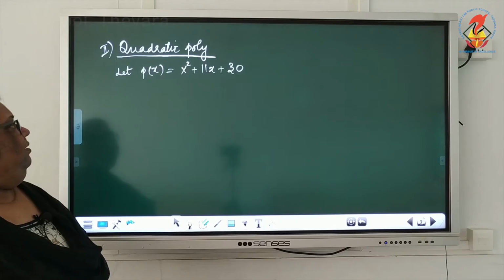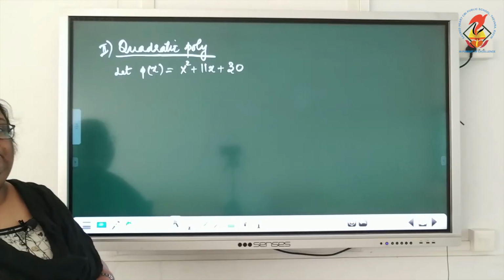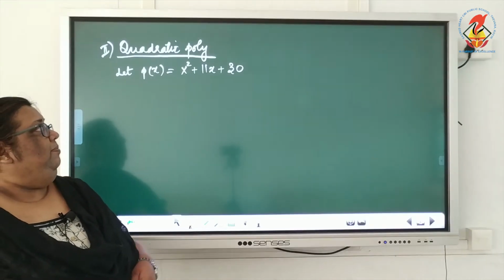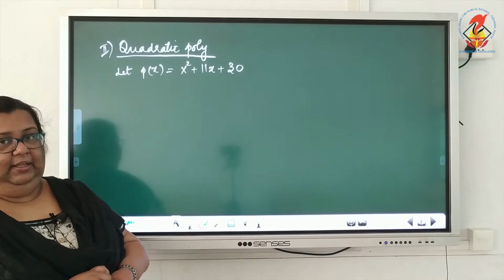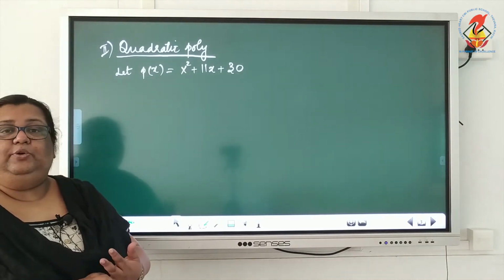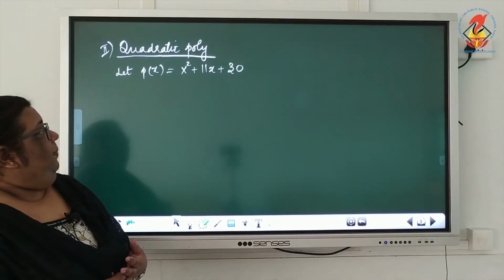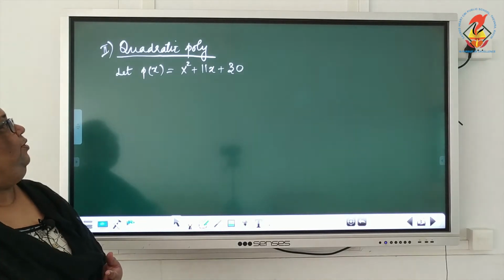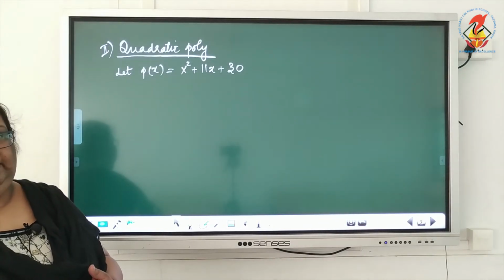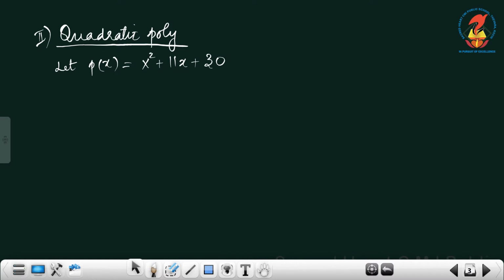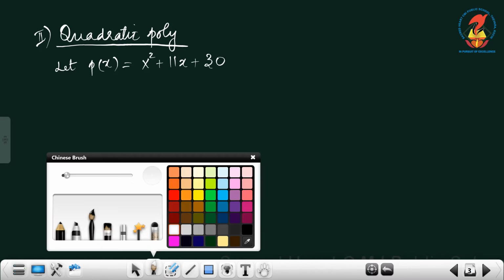Quadratic polynomial. Here I am going to take the quadratic polynomial as x square plus 11x plus 30. I should find the zeros of this p of x. To find the zeros, I am using the splitting the middle term method. For that, I am going to take the factors of 30.